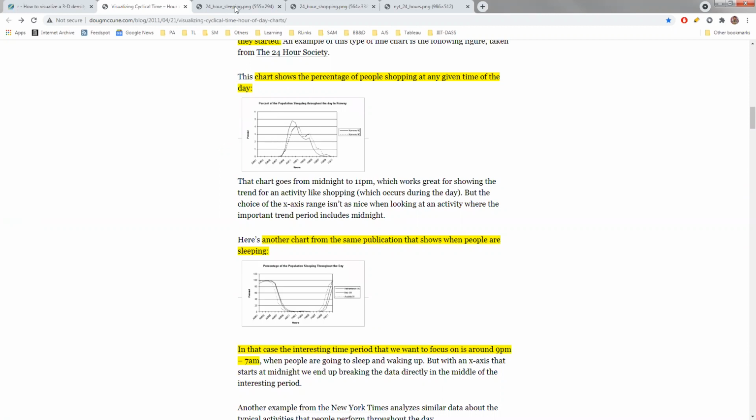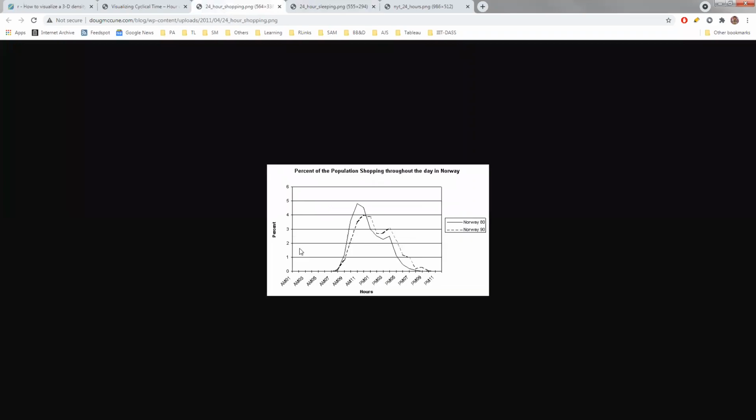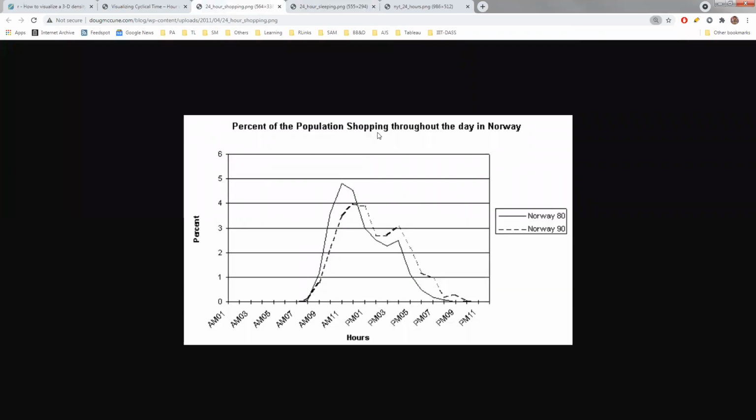For example, the first chart we see here, I don't know how much you can see it, but what it's trying to show is the percentage of the population shopping throughout the day in Norway. On the x-axis we have time, starting from midnight, 1 o'clock a.m., to 11 p.m. on that day, and we are just trying to see what percentage of the population is shopping at what time. Obviously we can see that shopping normally starts at 9 a.m. and goes on till maybe 11 p.m. So there's a nice little trend. That's well and good.